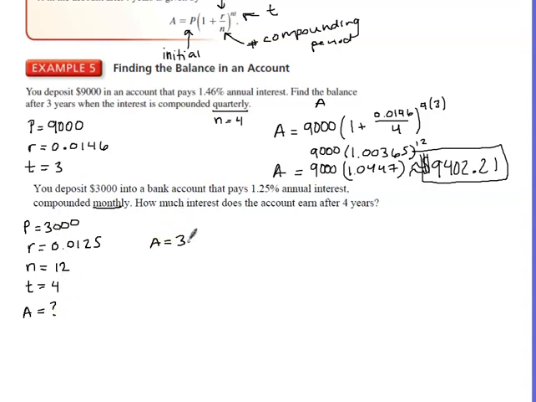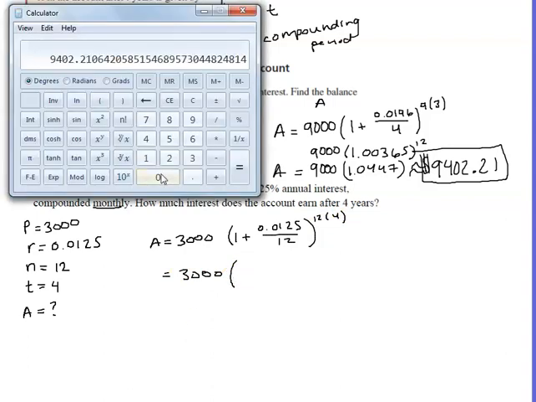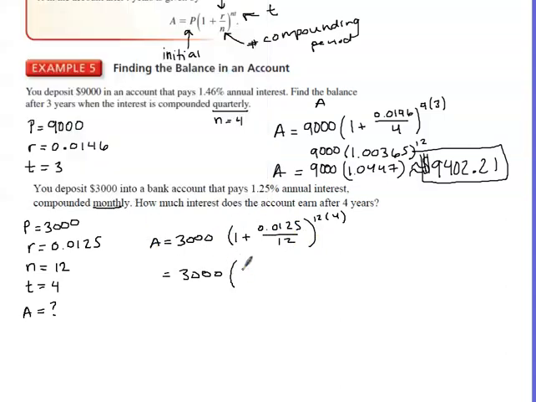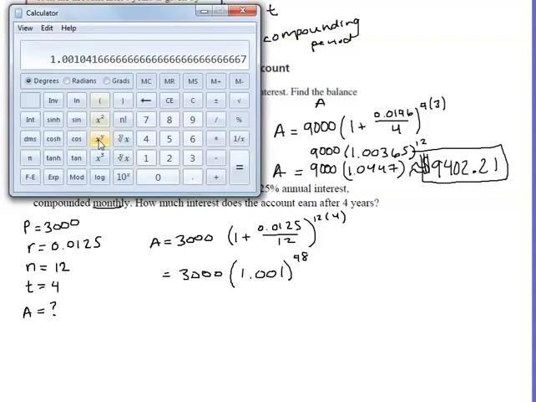So A equals 3,000 multiplied by 1 plus 0.0125 divided by 12 to the power of 12 times 4. And again, I work inside those parentheses first. So 0.0125, I'm going to divide that by 12. That gives me my fraction, and then I'll go ahead and just add 1 now, and I get 1.001 approximately to the power of 48. So I take this and raise it to the power of 48, and I get 1.0512.